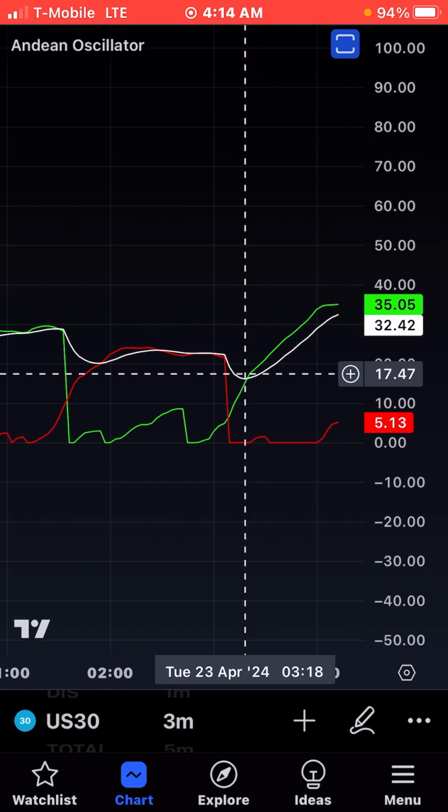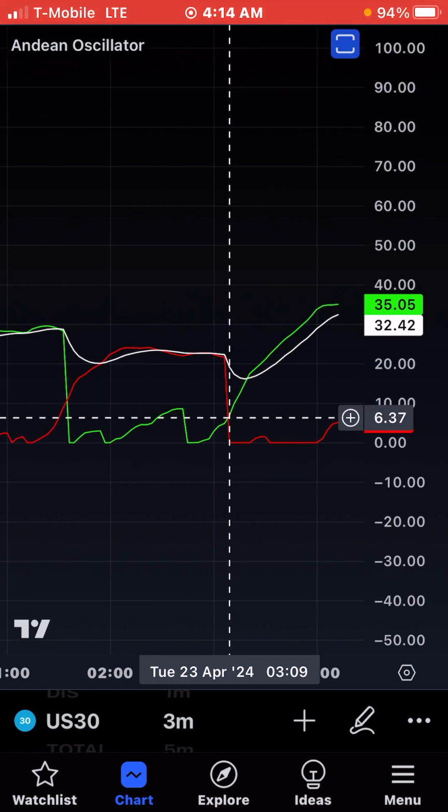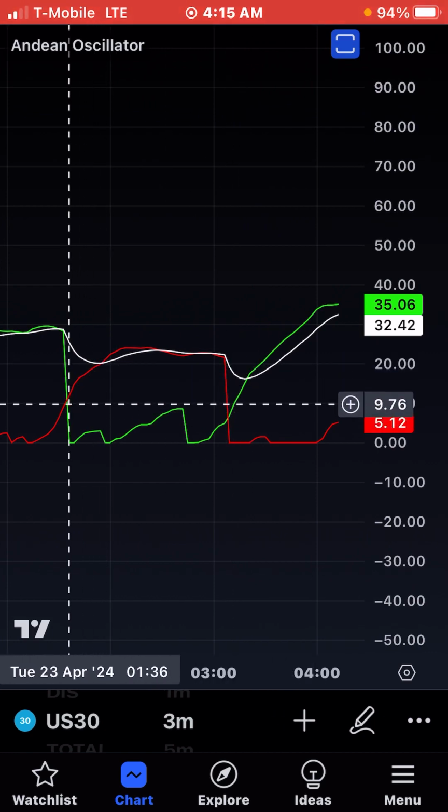Right here would be an entry point. Here would be an entry point. Here would be an entry point.